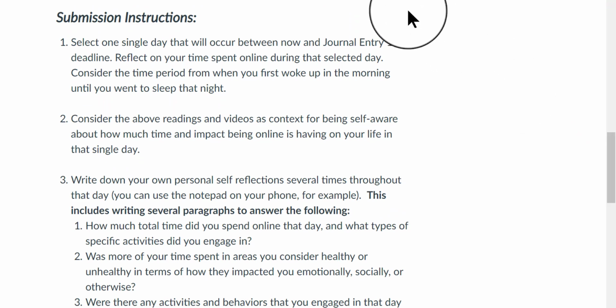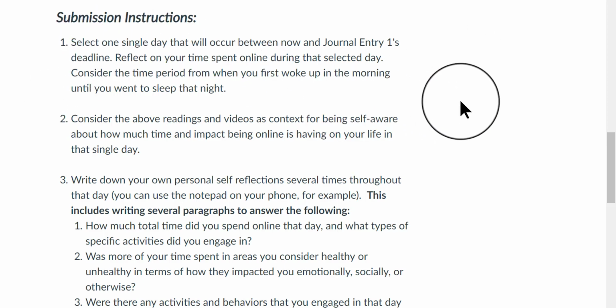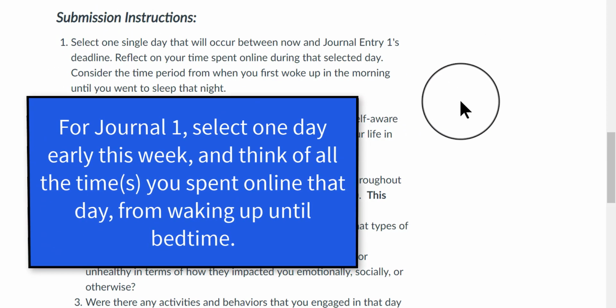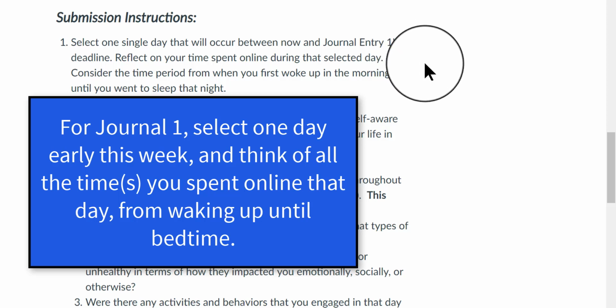Okay, here are the instructions. In the first journal entry, you're going to select one single day early this week. Let's say Friday or Monday, something like that. That will happen between now and this first journal entry's deadline. The first journal entry deadline is October 8th. So any day between today and the first deadline, which happens to be October 8th for this one, you have to pick one of those days.